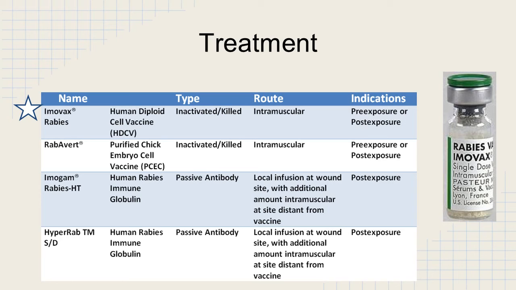So the take-home message from this slide is that the HDCV vaccine is the most common in the US, and the vaccine type is inactivated or killed. And I will explain how treatment can vary depending on whether someone exposed to rabies virus has previously been immunized or not in more detail on the next two slides.